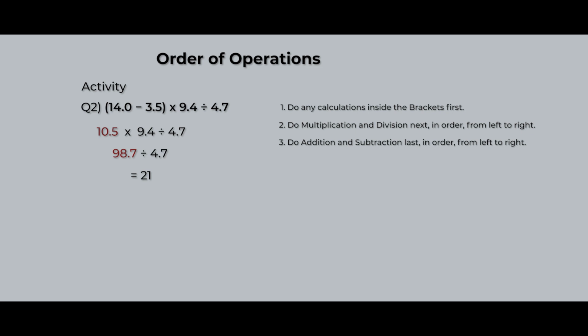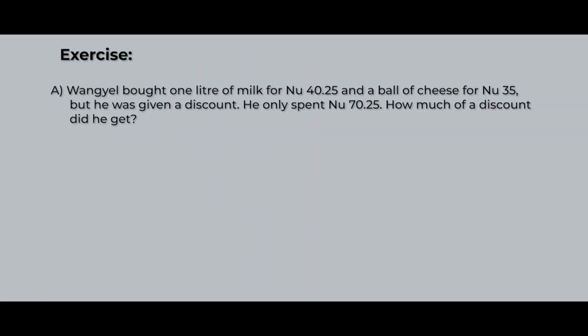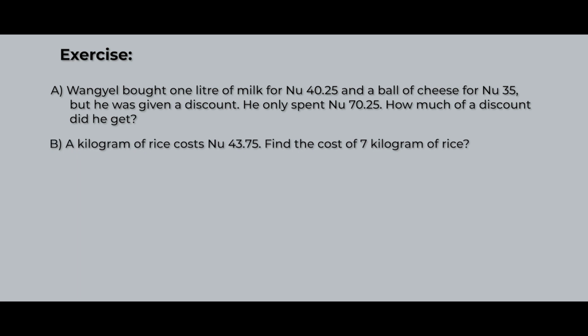Okay, we have done multiplication of decimals and division of decimals using various ways. So finally, I have exercises for you. A. One girl bought 1 liter of milk for 40.25 and a ball of cheese for 35, but she was given a discount. She only spent 70.25. How much of a discount did she get? Question B. A kilogram of rice costs 43.75. Find the cost of 7 kilograms of rice.